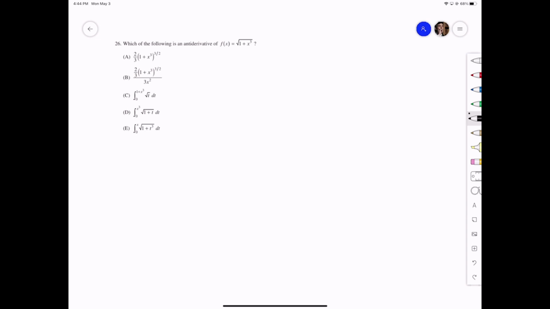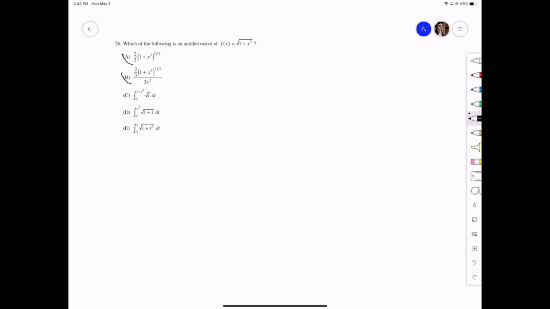Which of the following is an antiderivative of f of x equals square root of 1 plus x cubed? So it looks like in part A they tried doing reverse power rule, but you can't really do that because it's like a function on the inside. And it looks like on B they kind of misunderstood how to do u sub and how chain rule works, because that's not the antiderivative of that. Because if you were to take the derivative of this, you'd have to use quotient rule. So it's not A or B.